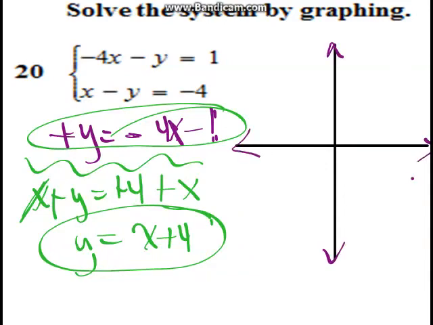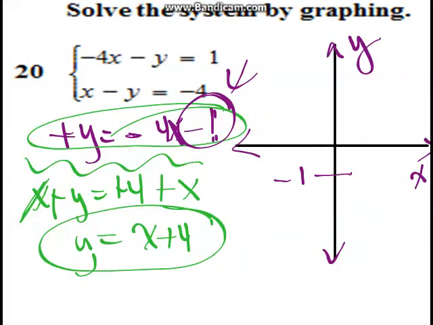We've got our x and y axis. And the first thing I'm going to do is look for my y-intercept. So on my first equation, I've got a y-intercept of -1. So I'm going to come down to -1. I'm going to put a little dot there. That's where it's crossing the y-axis.